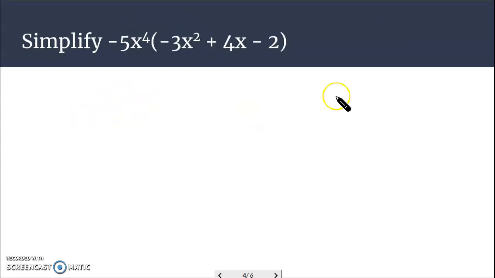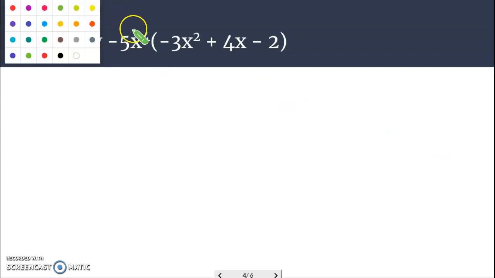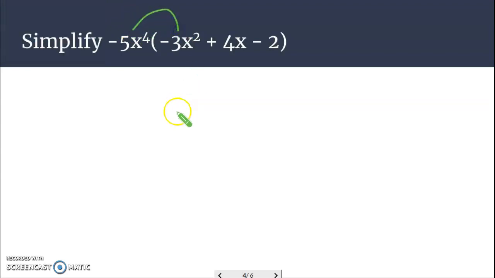Here we have a distributive situation, and we're going to distribute negative 5x to the 4th to negative 3x squared. The negative 5 and the negative 3 make a positive 15. X to the 4th, x to the 2nd makes an x to the 6th. That takes care of that term.